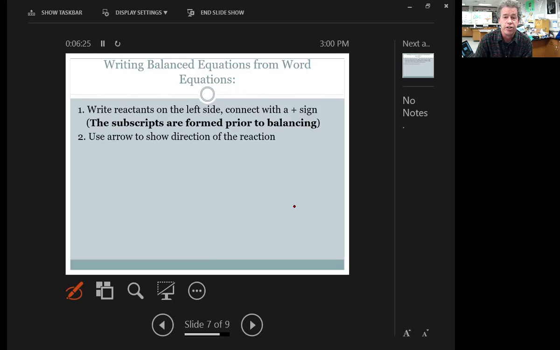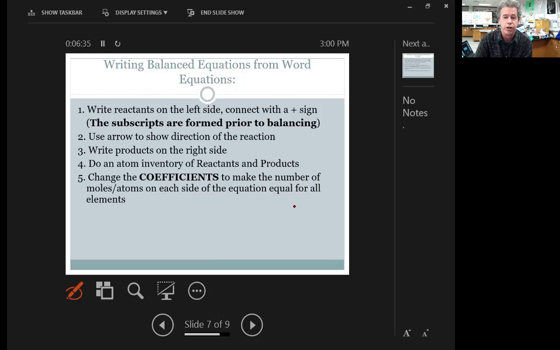Then use an arrow to show the direction of the reaction, and then write products on the right side. Do an atom inventory of reactants and products, and then change the coefficients to make the number of moles or atoms on both sides equal for all the elements. We haven't talked about moles yet, but it works fine. Talk about it in terms of atoms. Then make sure that your coefficients are written at the lowest possible ratio.